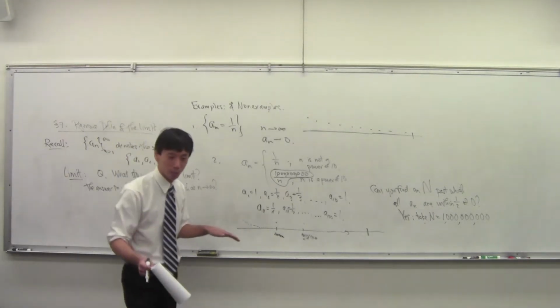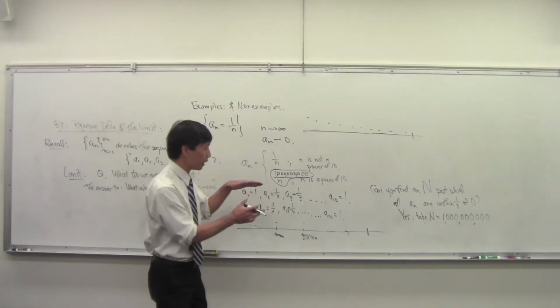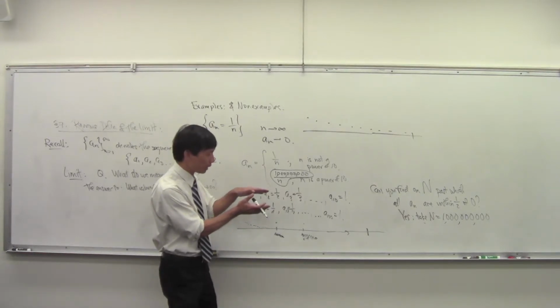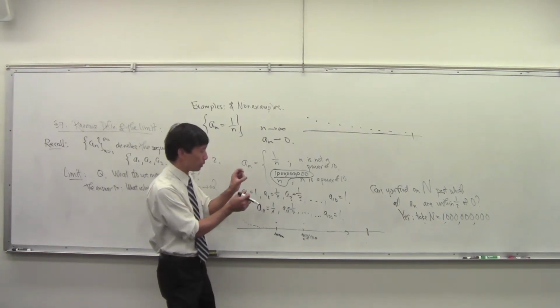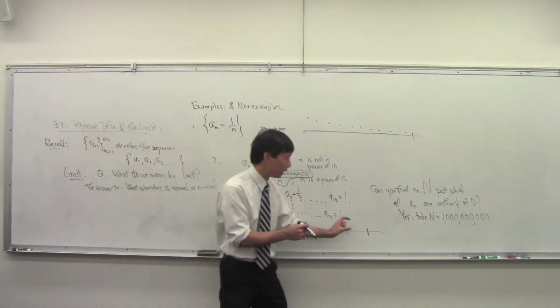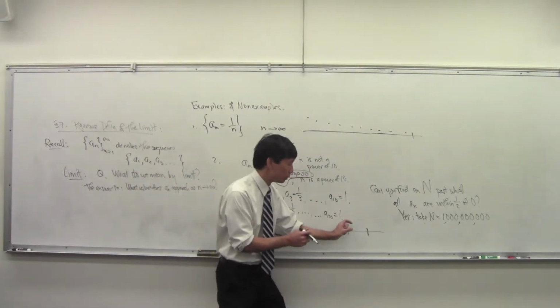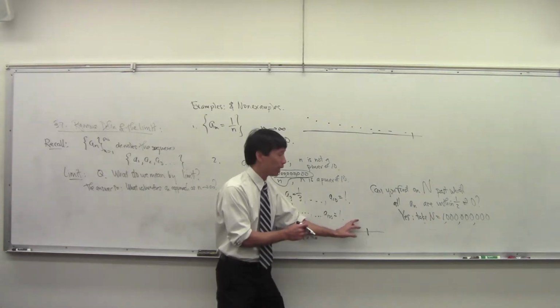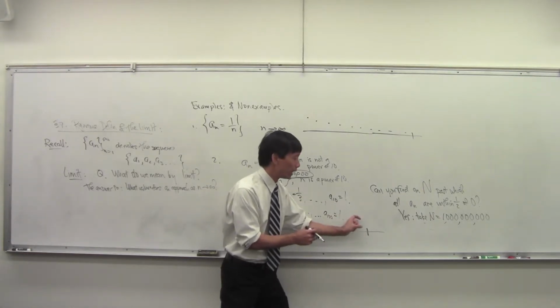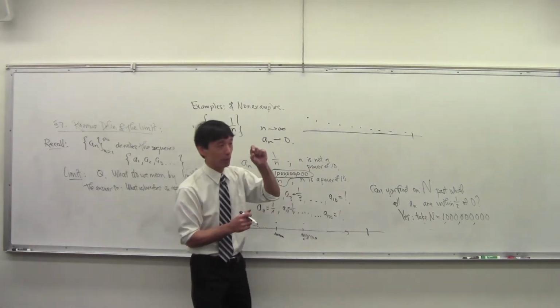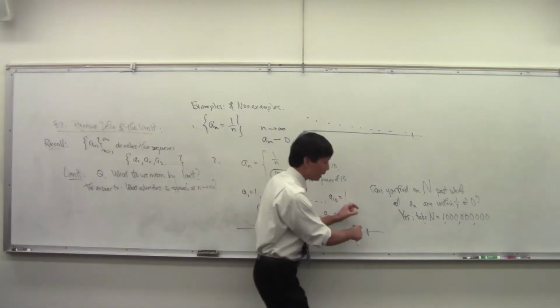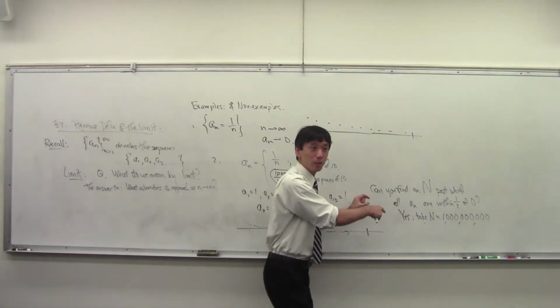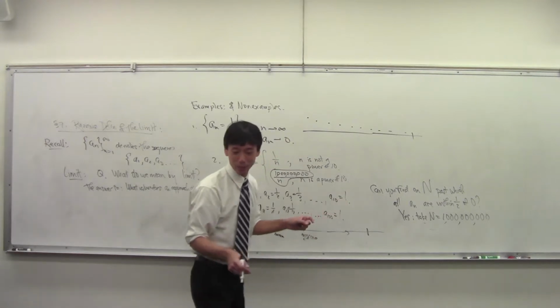The limit really means that you can control it. I can make all the elements as close to the value as I want. If somebody says I want it to be this close, there's some time past which that happens. This is really the definition.